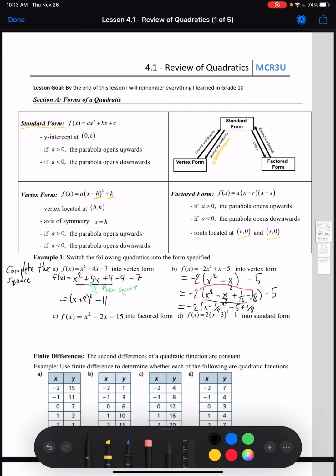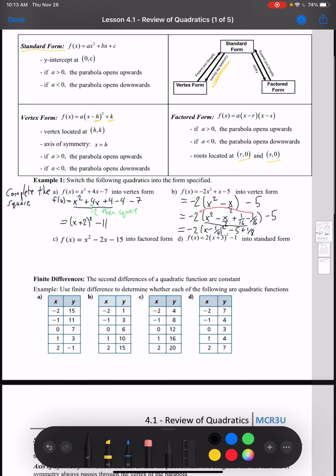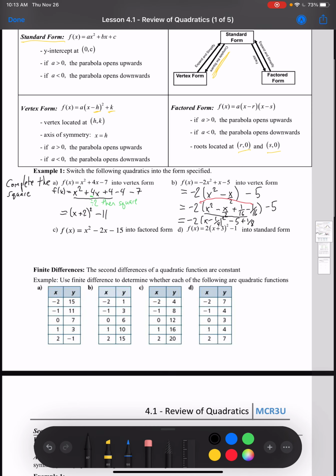All right. So for part C, what do we have? For part C, we're just going into factored form. So we just need to factor this. So look for 2 numbers that multiply to negative 15, so don't forget the sign, and add to negative 2.